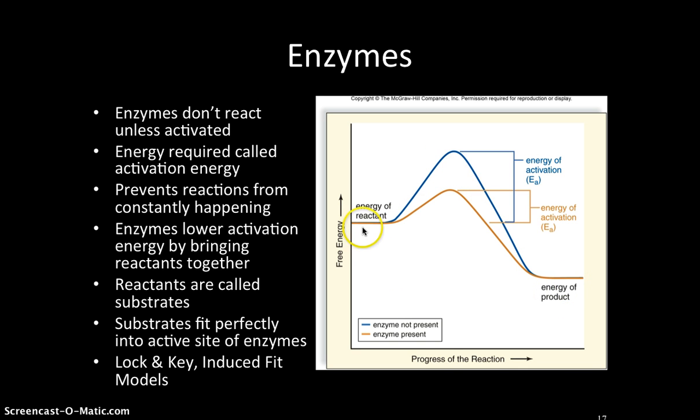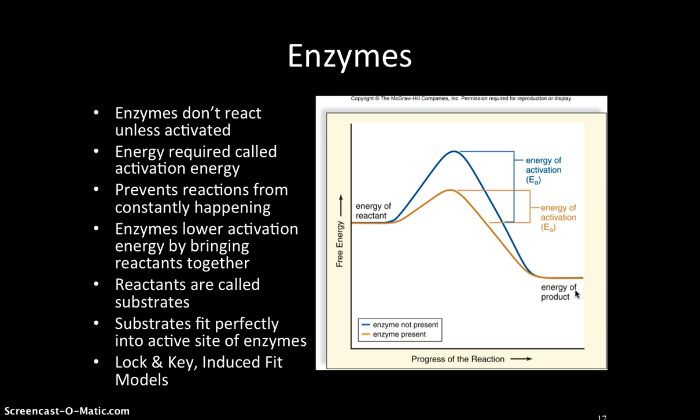Enzymes are capable of lowering this activation energy by bringing reactants together. Heat speeds up molecules moving and brings them together quicker. That's how heat provides the activation energy. Enzymes actually take the two molecules, bring them physically together, and allow the reactions to happen. In this case, the reactants are called substrates, and the substrate fits perfectly into the active site of the enzyme. We call this the lock and key model, because there's only one substrate for every enzyme.